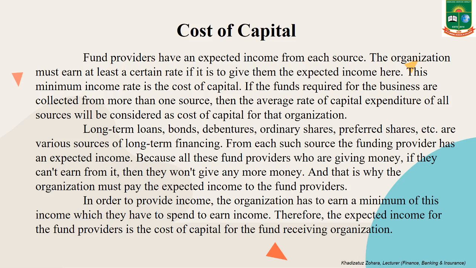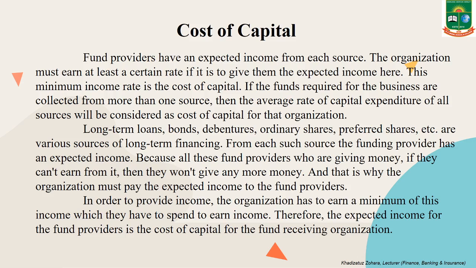Cost of capital. What is cost of capital? Every fund provider has an expected income from each source. The organization must earn at least a certain rate if it is to give them the expected income each year. This minimum income rate is called the cost of capital. If the funds required for the business are collected from more than one source, then the average rate of capital expenditure of all sources will be considered as the cost of capital for that organization.